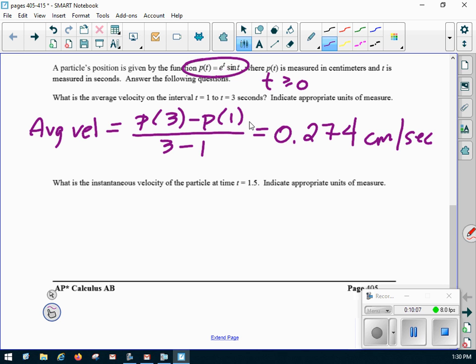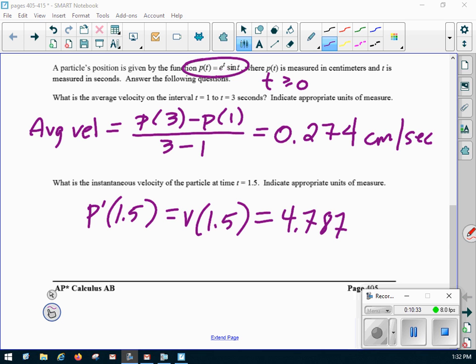What's the instantaneous velocity of the particle at time t equals 1.5? So what am I finding? The derivative. I'm trying to find p prime of 1.5, which is v of 1.5. So find the derivative of your position function and evaluate it at 1.5. Now you should get 4.787 for p prime of 1.5. So that's the velocity at that moment in time. What's our unit? Also centimeters per second.